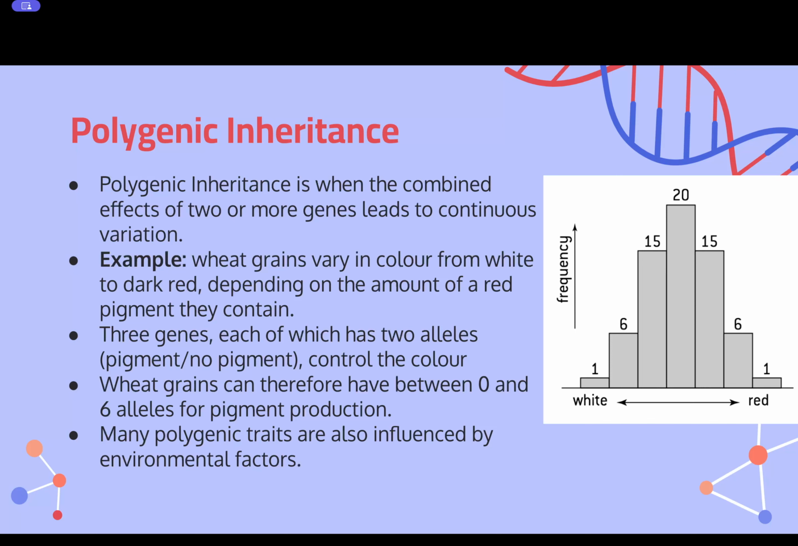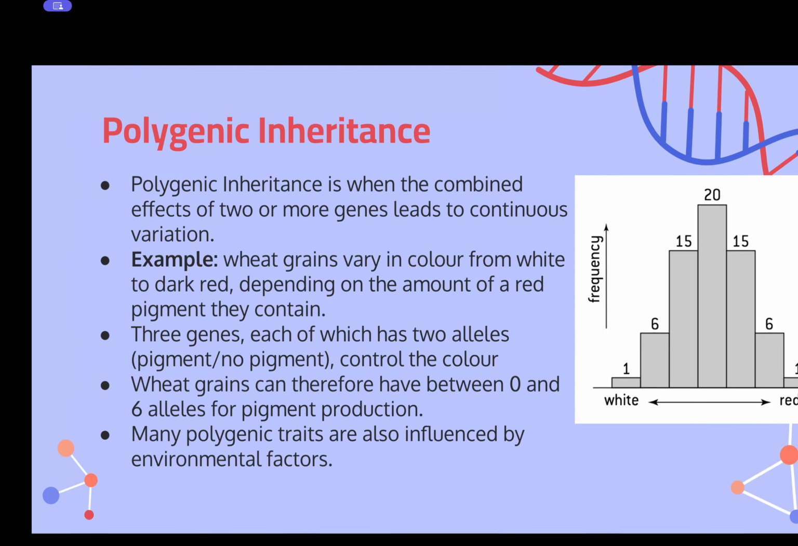So polygenic inheritance is caused by multiple genes that lead to one specific characteristic, and environmental factors that also affect that characteristic and therefore lead to a normal distribution of inheritance.